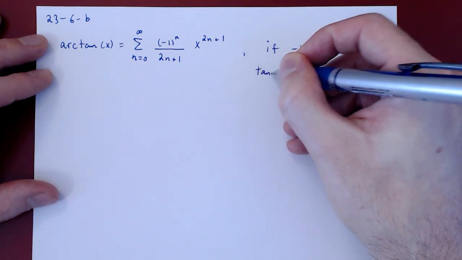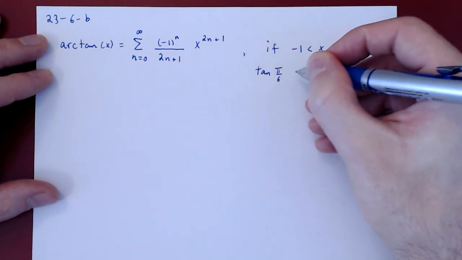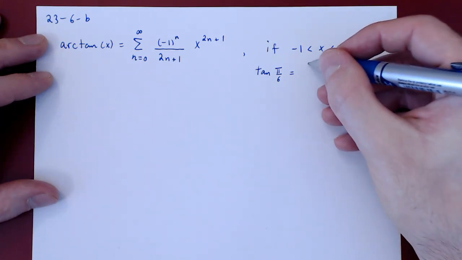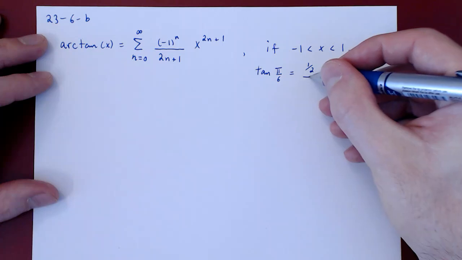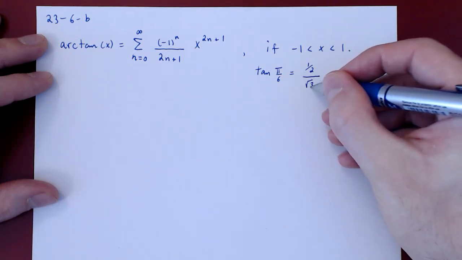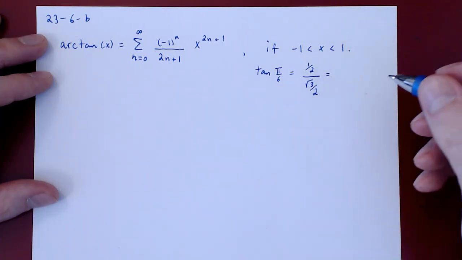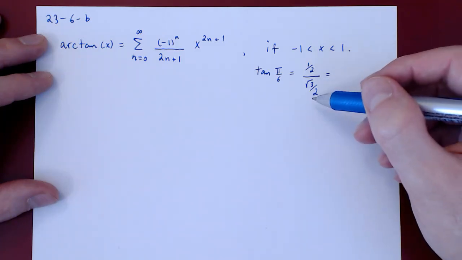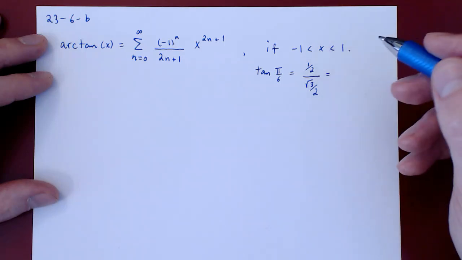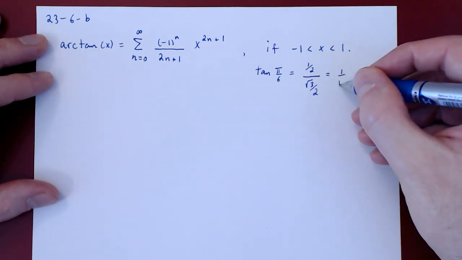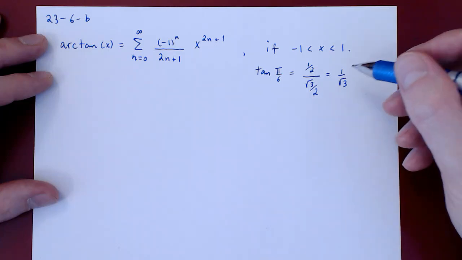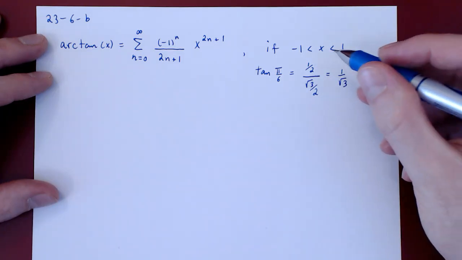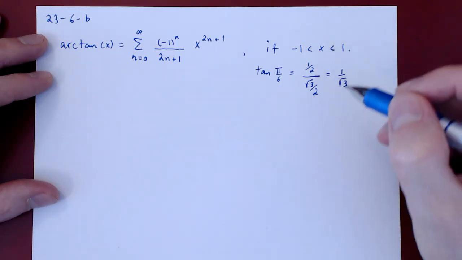Recall that tangent of pi over 6, tangent of course is sine over cosine. Sine of pi over 6 is 1/2. Cos of pi over 6 is √3 over 2. If you divide by a fraction, you multiply by the reciprocal, so 1/2 times 2 over √3. 2 over 2 cancels, and we're left with 1 over √3. Notice that 1 over √3, since √3 is larger than 1, is a number that is between -1 and 1.